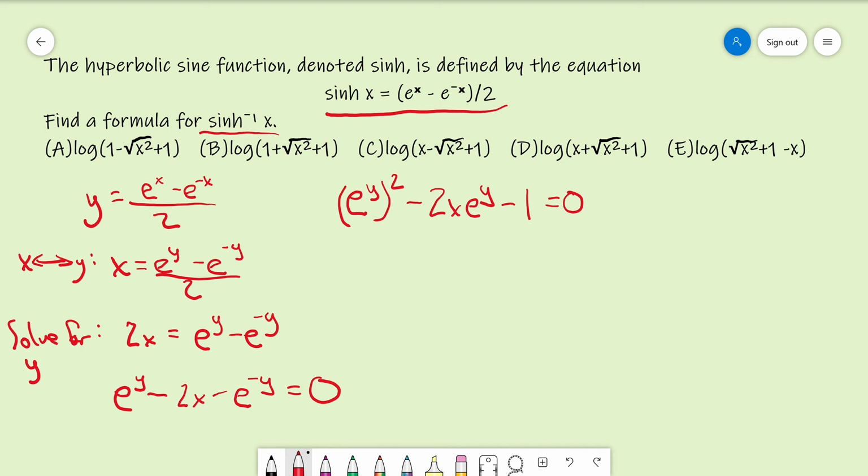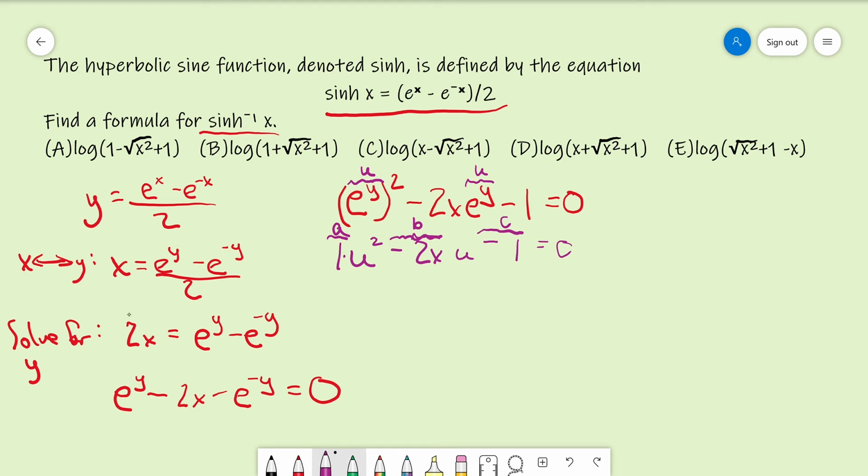So now, if you think about it, let's say we call e to the y u, then we have an equation that's quadratic. We have u squared minus 2xu. So minus 2x is going to be our coefficient of u, it's called b. And minus 1 is going to be our c. And obviously our a here is going to be 1, 1 times u squared. That's a.